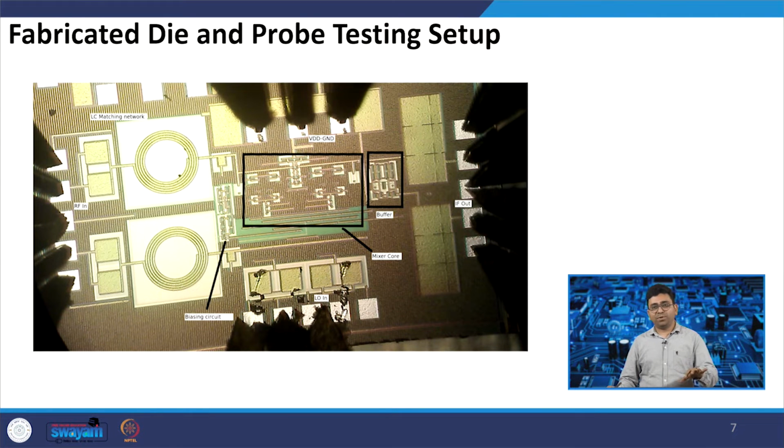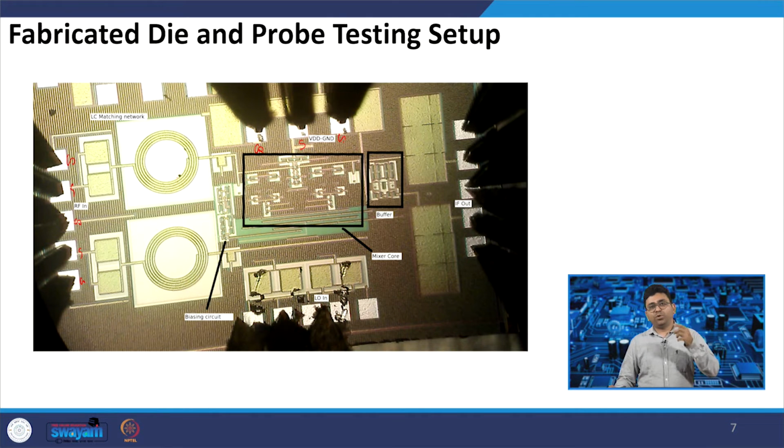I will just give one example from one of our publications. This is one of the fabricated dies of the RF mixer, and it is probed on this probe testing setup. You can see that this is a GSG probe, ground signal ground, and this is a GSGSG probe. This is a differential probe. This is an inductor, this is a capacitor, LC matching, there are active circuits, and the output is also GSG. So, on one side is RF input, LO input, IF output, and VDD and ground.